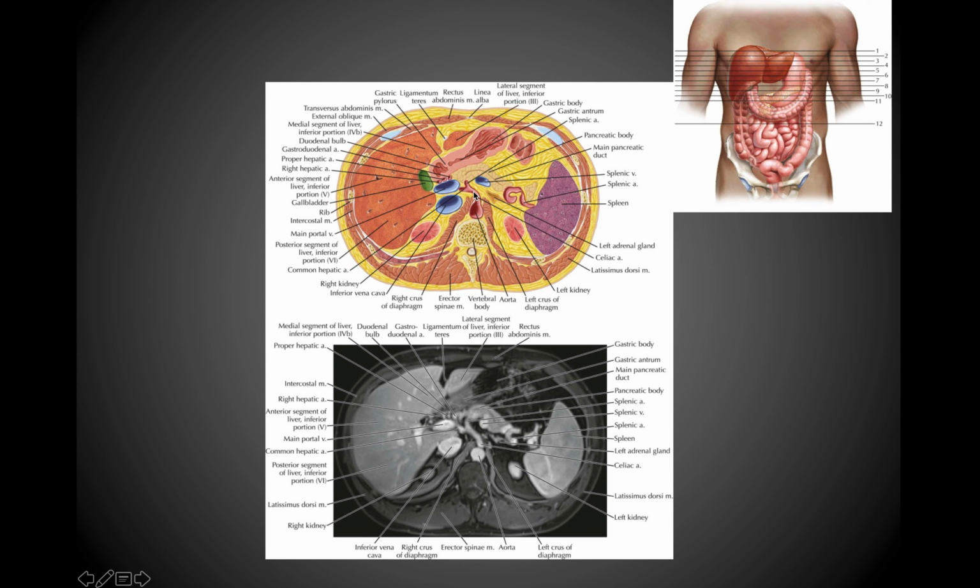And then you can see the celiac trunk where it's branching off of the aorta in this image. So here's the aorta, and there's a clear branch of the celiac trunk coming off of that. Again, quite clearly.